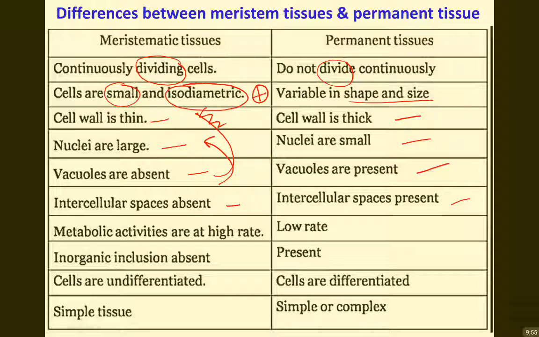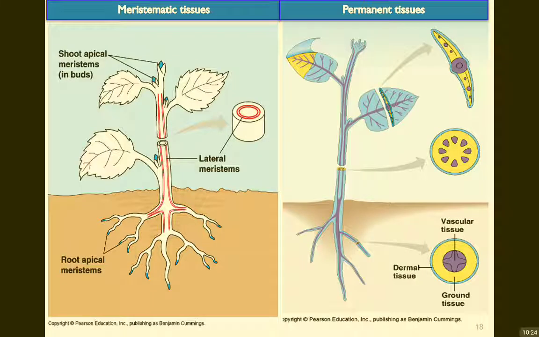Metabolic activity very high because they are young. This one low. Inorganic inclusion absent; present means they have inorganic substances here. Cells are undifferentiated. This one differentiated to perform different functions. Simple tissue only. For this one, they have either simple or complex tissue. Okay, so this is the meristem tissue compared with the permanent tissue here.